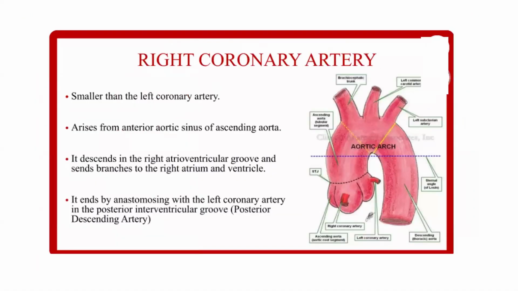So first we'll talk about the right coronary artery. Right coronary artery is the smaller of the two. It arises from the anterior aortic sinus of ascending aorta, also called right aortic sinus. It descends in the right AV groove and sends branches to right atrium and ventricle, and it ends by anastomosing with the left coronary artery in the posterior interventricular groove.